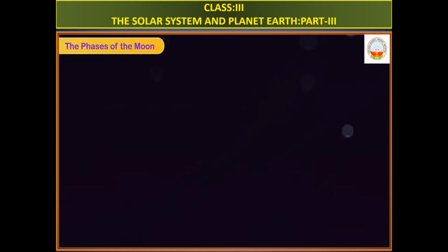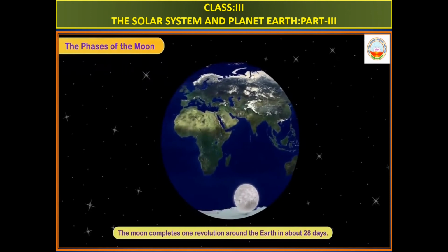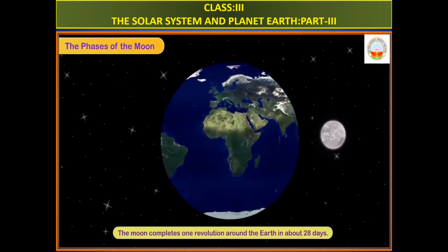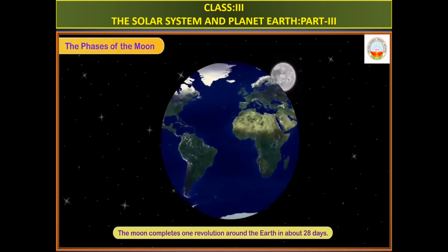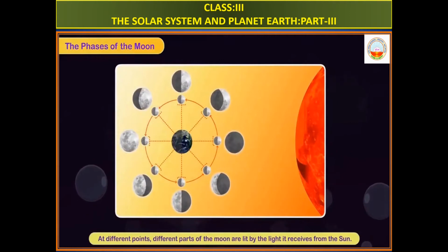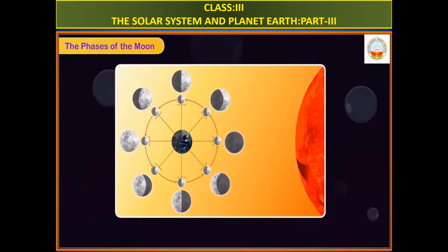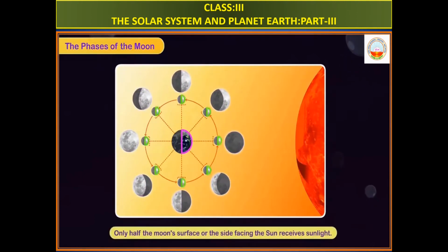Now let us see the phases of the moon. The moon completes one revolution around the Earth in a period of about 28 days. At different points, different parts of the moon are lit by the light it receives from the sun. Just as only half the Earth's surface can get sunlight, similarly, only half the moon's surface, or the side facing the sun, receives sunlight.